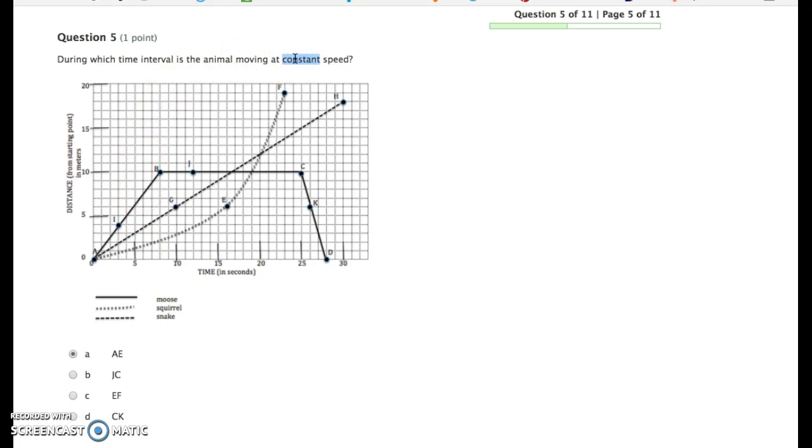At what time interval is the animal moving at constant speed? So at segment AE, that shows the squirrel speeding up, so AE would not be the best choice. JC right here is showing no movement at all. Segment EF again is showing the animal accelerating, and segment CK is a downward sloping line. So even though it's going in the direction where the animal would be returning back to the start, it's a straight line, so that shows constant speed. So CK is the best choice for question 5.